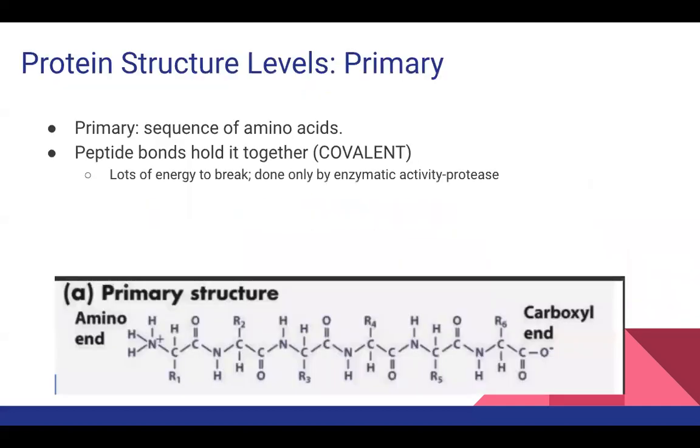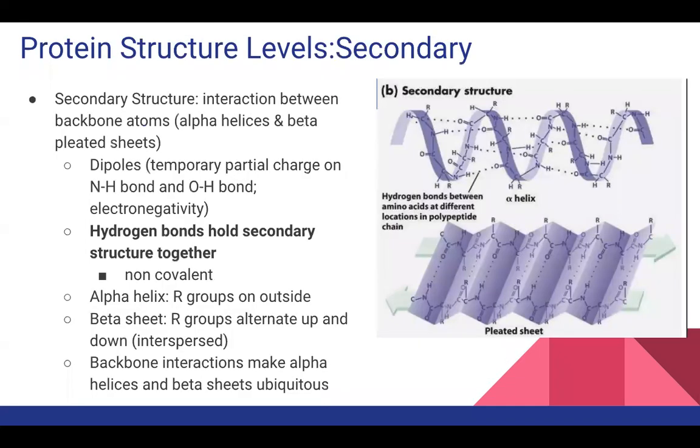Okay, so now we're going to go over the levels of protein structure. First level, primary, and this is just the sequence of amino acids, all linked together through covalent bonds. Again, if we need to break the primary structure of a protein, we're going to need to use a lot of energy to do so, since it's covalent bonds, and they're very strong. And then we have the second level, secondary.